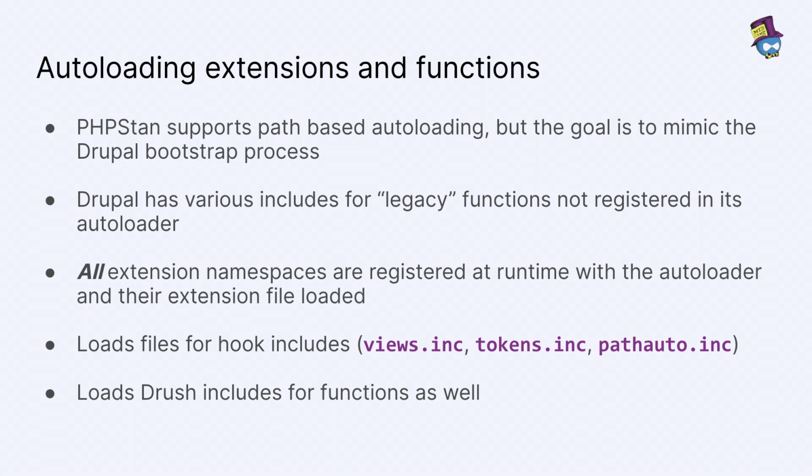The good old hook files aren't as common in D8 as they were in D7, but they still exist, like views.inc, token.inc, pathauto.inc. It checks if those files exist and loads them, so the functions can be discovered and analyzed. And then also Drush includes as well, although I think with Drush 12 and 13 this is less of a thing, but more for Drush 10, when there was the drush.inc or whatever it used to be.